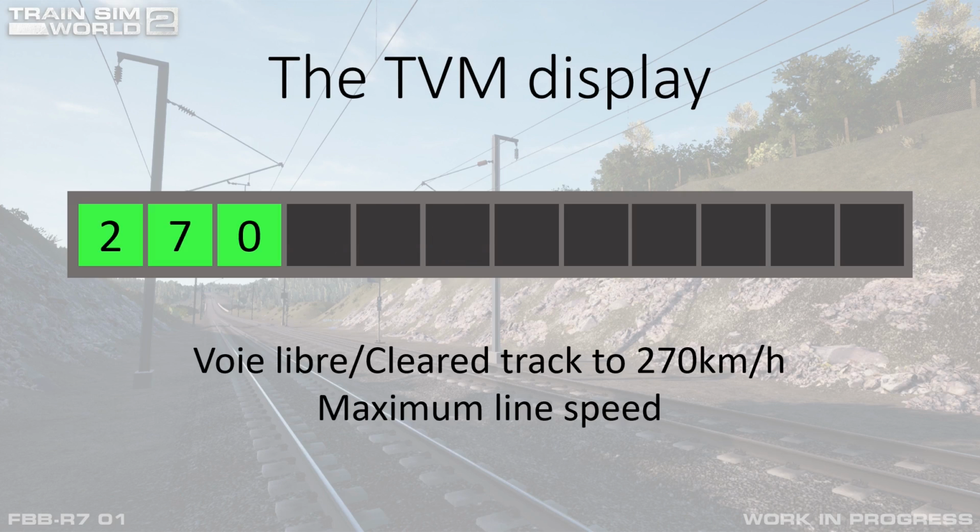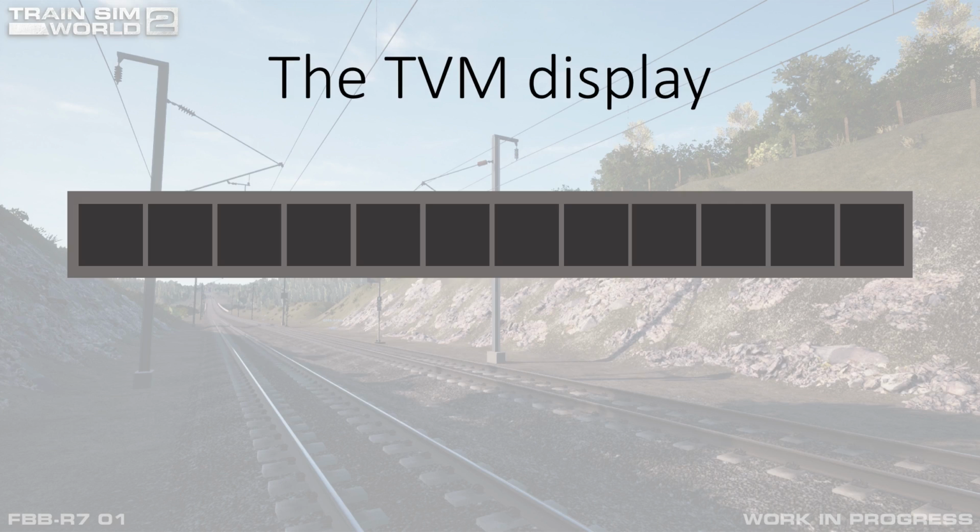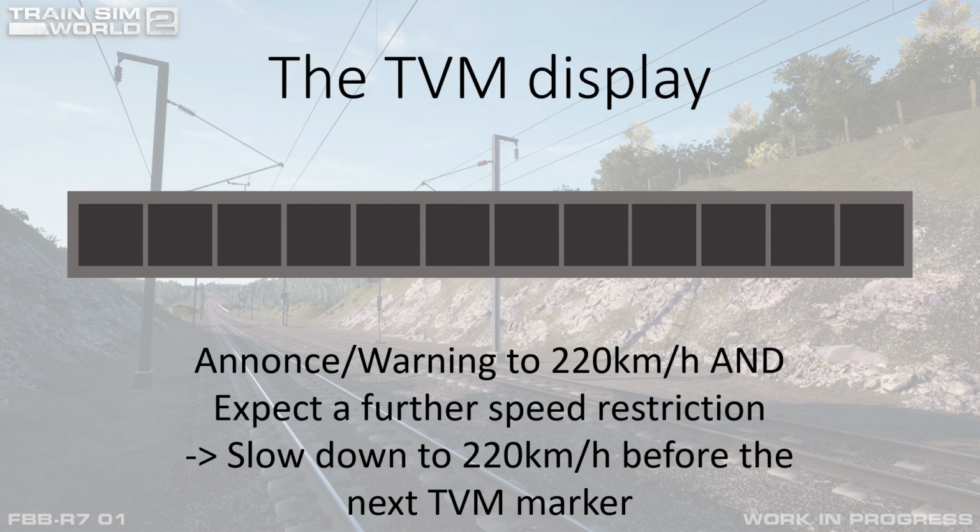So now, this aspect has fallen back to 270, clear track, maximum line speed for your train. Now this starts blinking again at the next TVM marker. Next TVM marker, this is shown. A 220 announce, a warning, which is blinking. So you need to slow down to 220 km per hour before the next TVM marker, but as it is blinking, you must also expect a new speed restriction after this one.